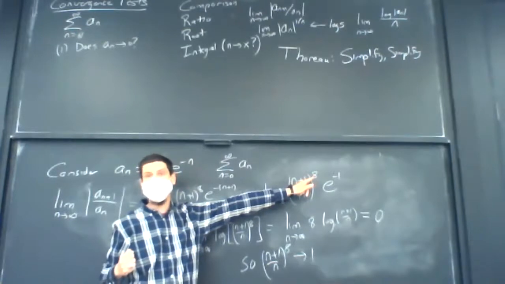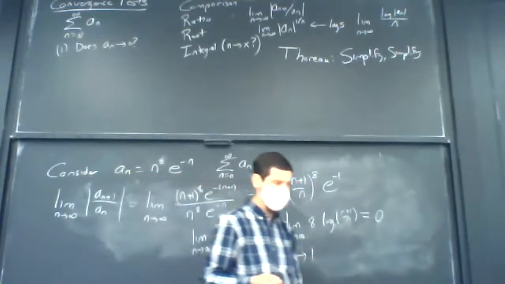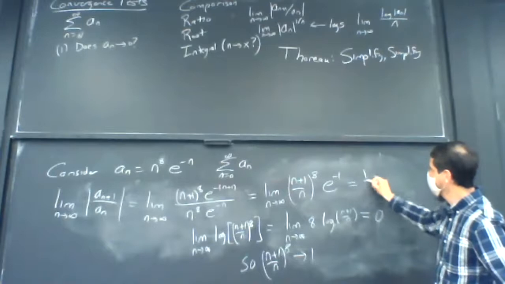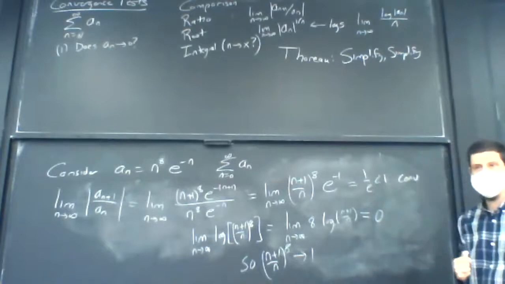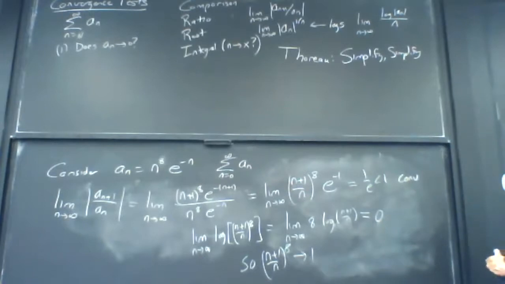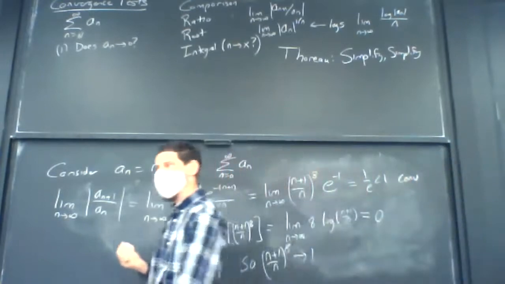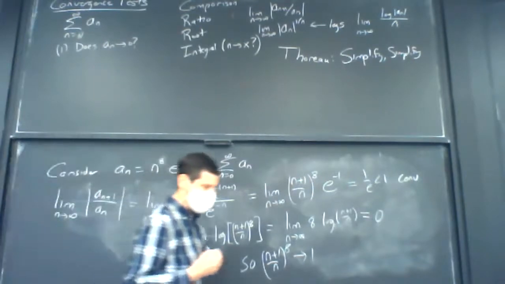(n plus 1 over n) to the n goes to e. And the other problem is you have more and more products. So this limit here is 1 over e, it's less than 1, it converges. Which is easier, the ratio test here or the comparison? I would say probably the ratio.